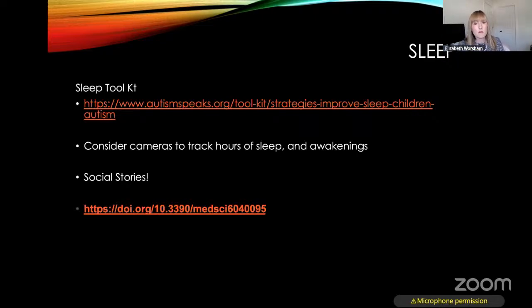Some great resources for sleep. Autism Speaks has a great toolkit with a video on how to optimize environment and routines to promote great sleep. Consider cameras. They can track your kids' sleep or notify you if they have a big enough awakening. Social stories. I love a good social story. Do a social story to teach your child. When it's nighttime, we stay in our bed. We use quiet voices. So many social stories out there. And then if you really want to go on a deep dive, this is a great PDF about all different types of medications that can be used in the autism spectrum population for sleep.